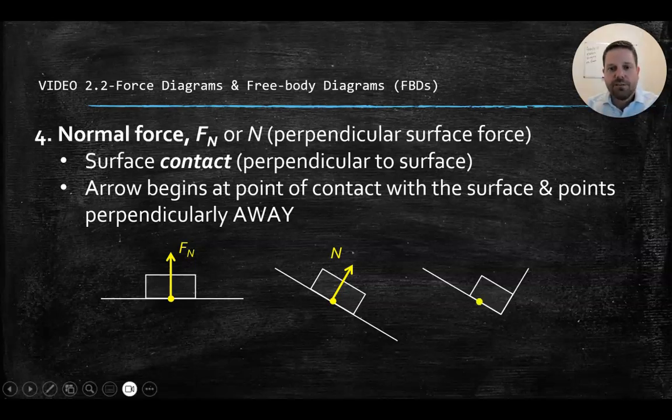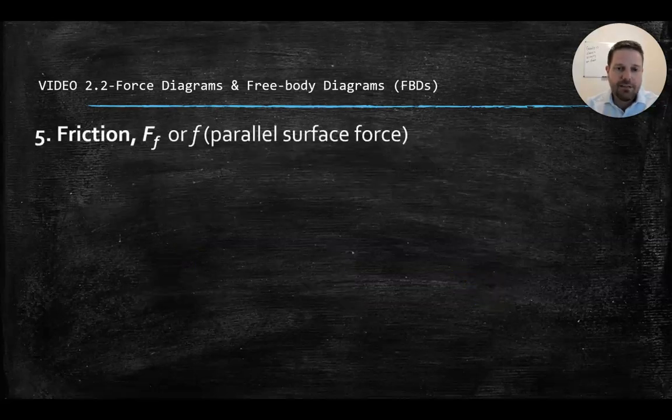Then we would have 2 points of contact and 2 different normal forces, which we can use the subscripts 1 and 2, Fn1, Fn2, to show those 2 different normal forces. Lastly, what we're going to look at for this semester is going to be the force of friction.